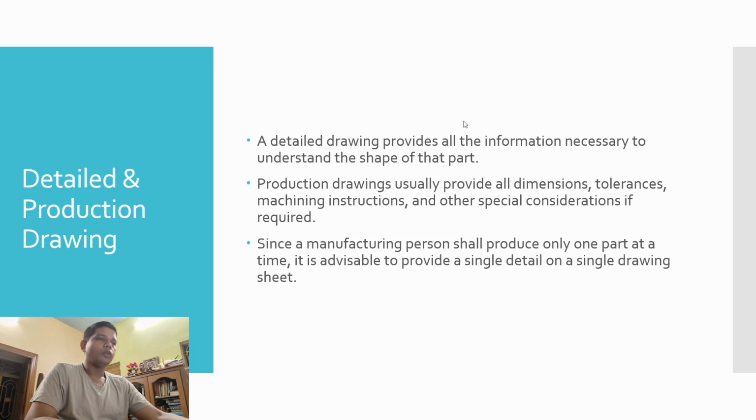Next, detailed or production drawing. A detailed drawing provides all the information necessary to understand the shape of that part. That means if I need to know the particular shape of any detailed part, then I have to go for a detailed drawing. Production drawings usually provide all dimensions, tolerances, machining instructions and other special considerations if required. Since a manufacturing person shall produce only one part at a time, it is advisable to provide a single detail on a single drawing sheet.